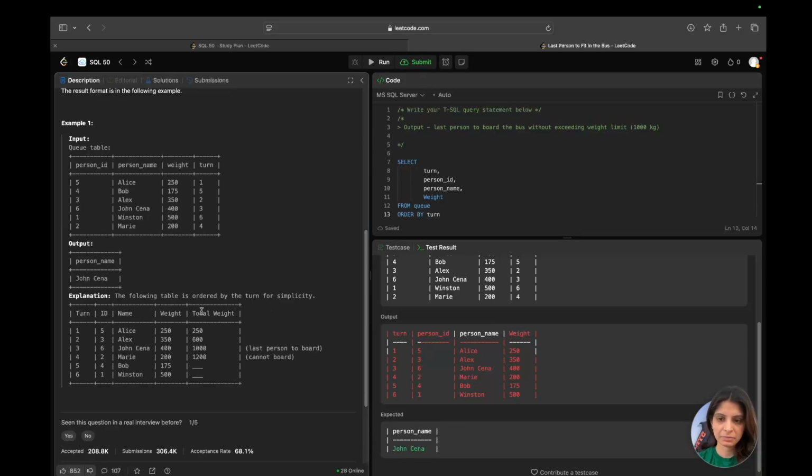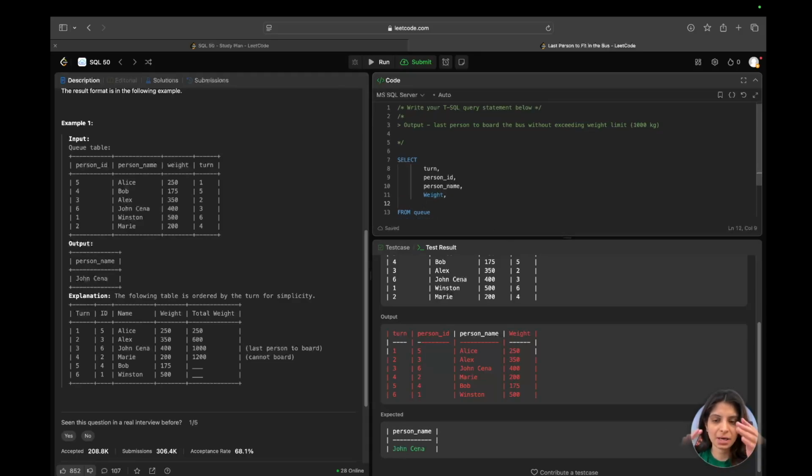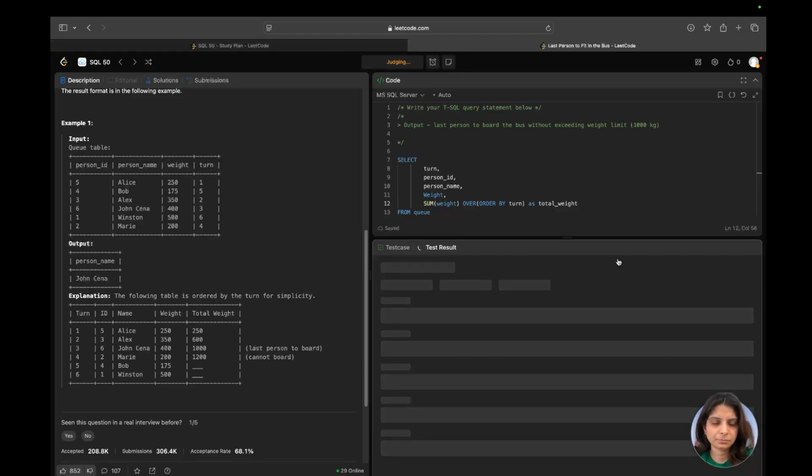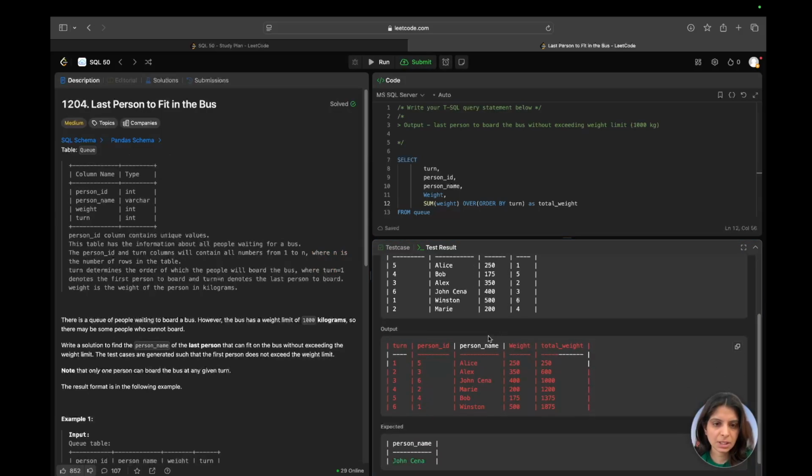If you look at the example, we'll take this example as a reference to solve this. So I need the total weight. How I'll get it is the running weight. So what I will do is sum my weight over, and I don't have to enter any partition, and I'll order it by turn, as my total weight. You see, now we have the total.